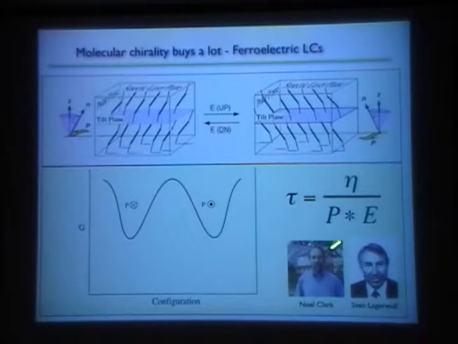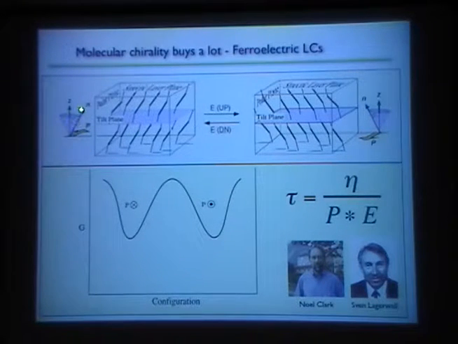And then Noel Clark, who's going to be here on Wednesday, and Sven Lagerwall, came up with this idea that if you have a cell with glass plates, here the glass plates are in the plane of the screen, and you put these molecules in this cell, and you treat the surfaces so the molecules want to be parallel to the surfaces of the glass plates. Okay, then if the molecules want to be parallel to the surfaces and the thickness of this thing is thin, and all the molecules in the bulk kind of just follow along with what the surface is doing, then you have only two stable states, right?